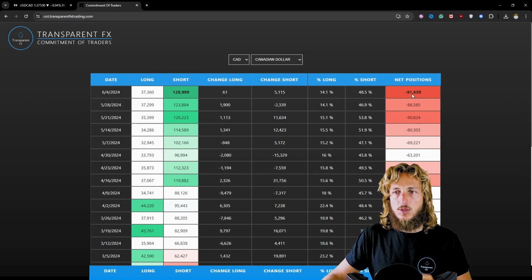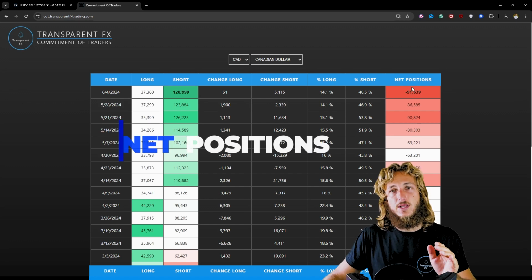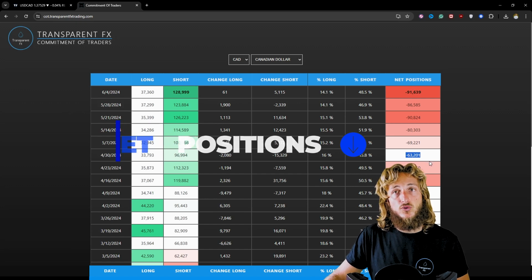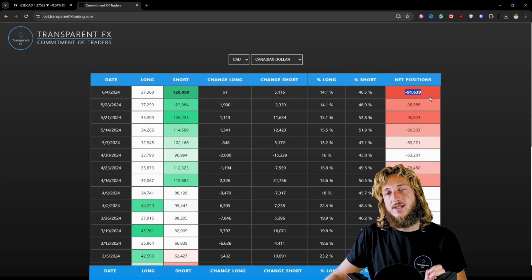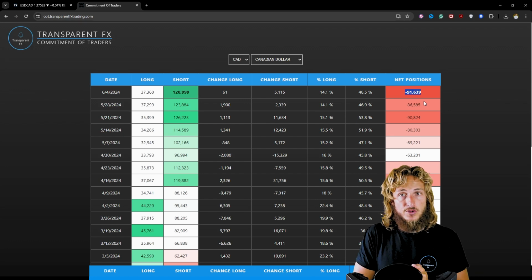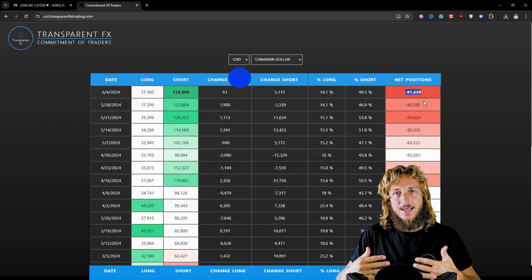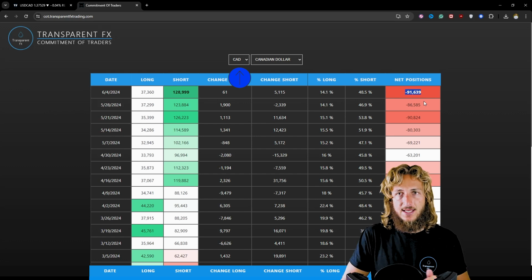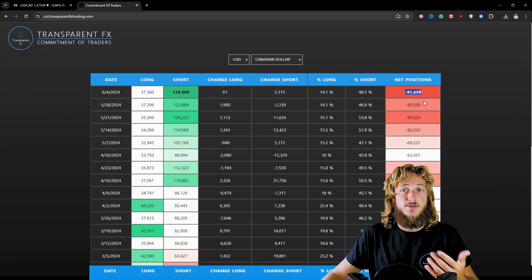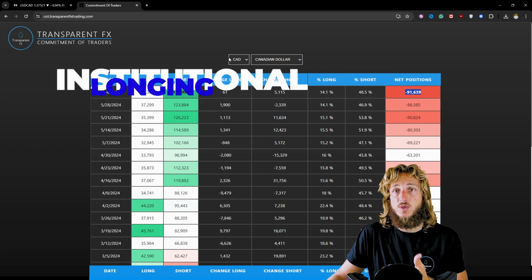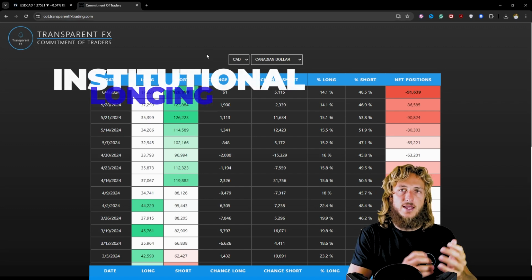And what we can see is that with the last reports, net positions have been massively dropping. We went from having minus 63.2k net positions all the way down to minus 91.6k net positions. So we have seen a massive decrease of the net positioning, making the CAD quite weak. And a weak CAD makes USD CAD stronger, because if institutions are shorting the CAD, in order to do that, they are essentially longing USD CAD. So let's keep that in mind and move back to the chart.